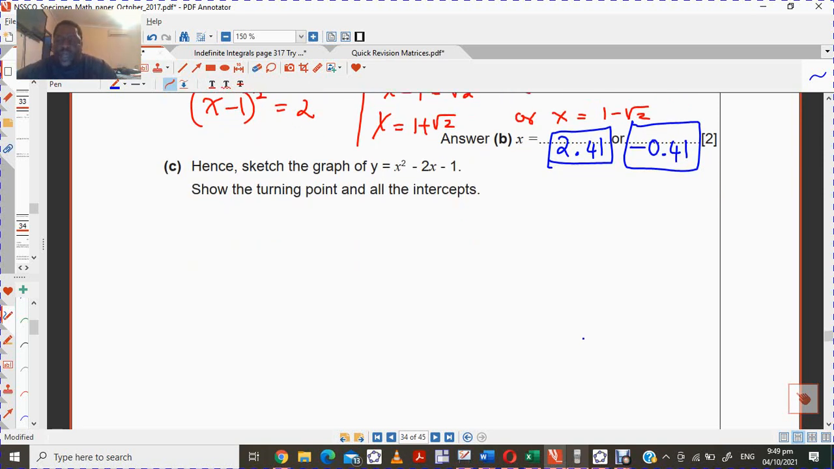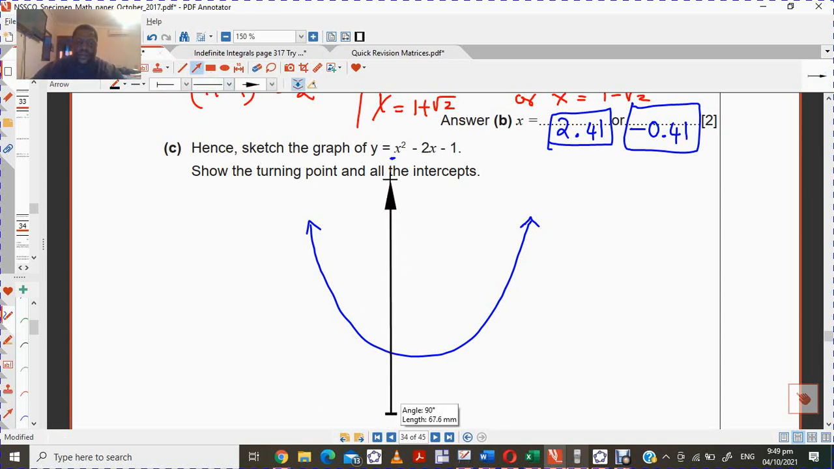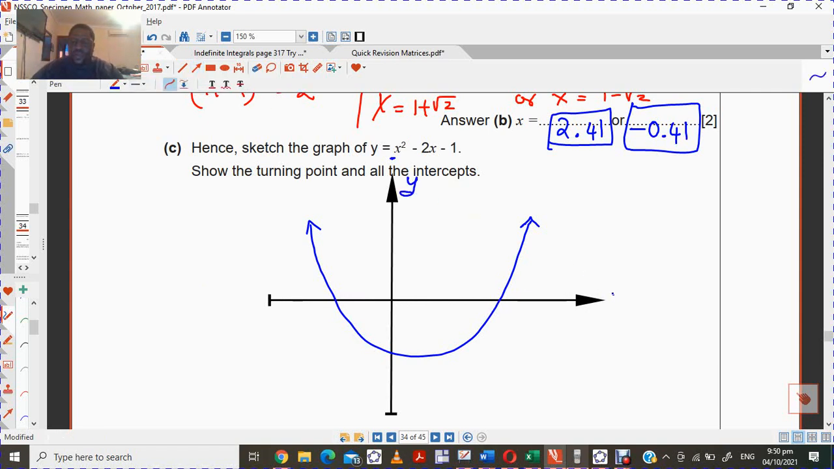Now they say you must sketch. Before I do my Cartesian coordinate system, I'm going to draw myself. I know my function should look like this, because the coefficient of x squared is positive. Perhaps my intercept is here, and then my other value of x can be here. It doesn't have to be perfect. So this will be y and this will be x, and this is going to be negative 0.41. This will be 2.41. Now this particular point here is the y-intercept, so that's negative 1.